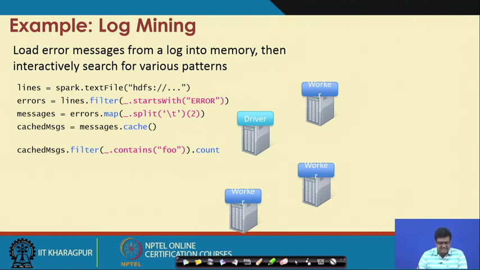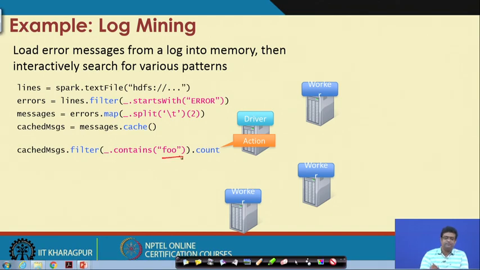So, we have seen this part of the code. Now, suppose you want to get an error message which has, let us say, the term foo. So, you want to get the error message which has the term foo. So, you call on this cached messages the filter command, and then you call the count command. Because you call the count command, the action happens. So, then this RDD is materialized, and you want to count basically the number of error messages which contain foo.